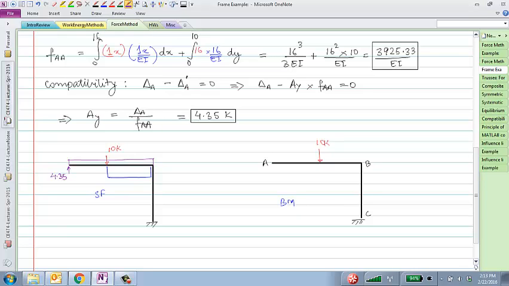And similarly, for the bending moment, this is 4.35. That value turns out to be 69.6. That's the same positive 69.6 here, and we've already calculated the bending moment due to the 10 kip, which is minus 10x1 and minus 80. So sum those two and you get the bending moment diagram for the frame.